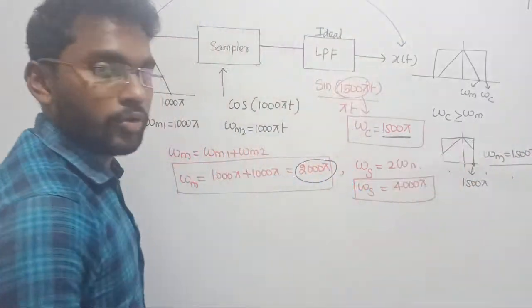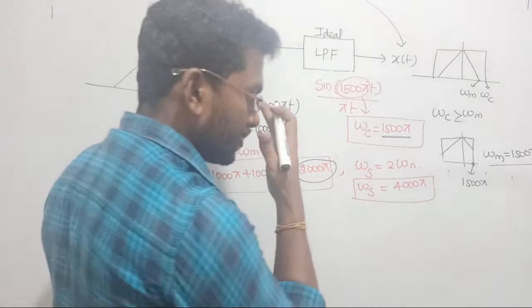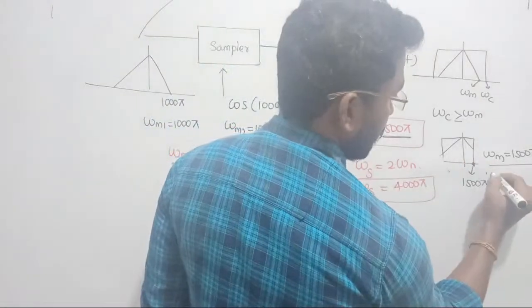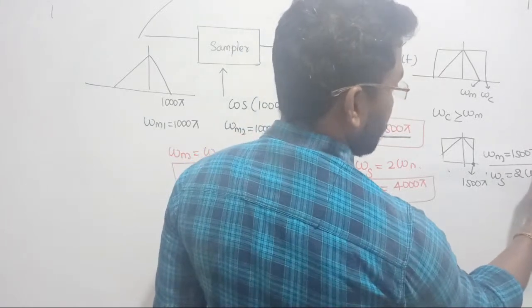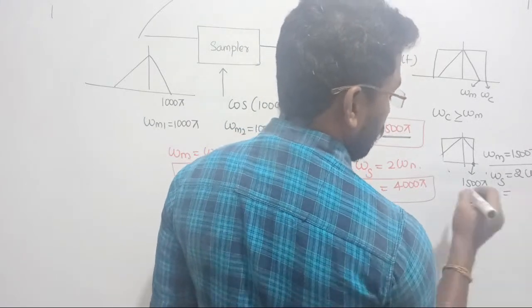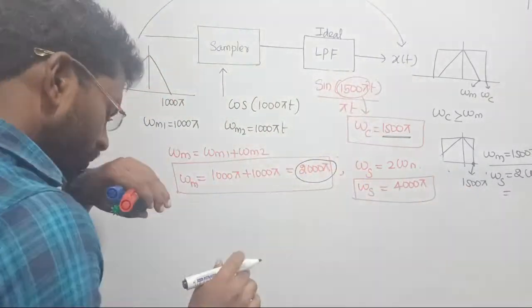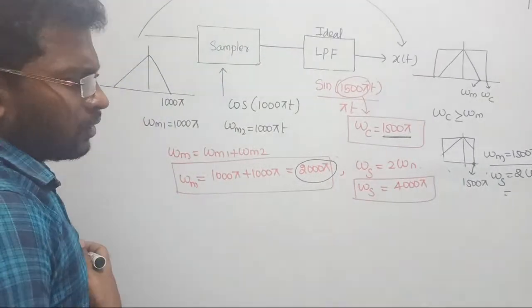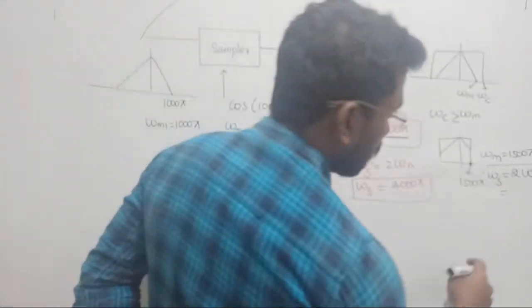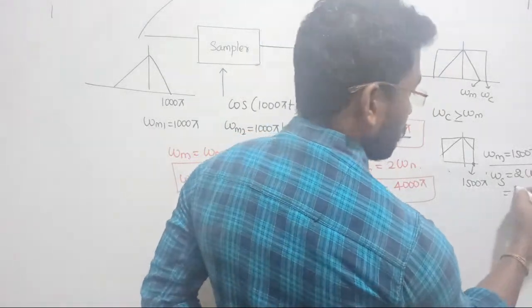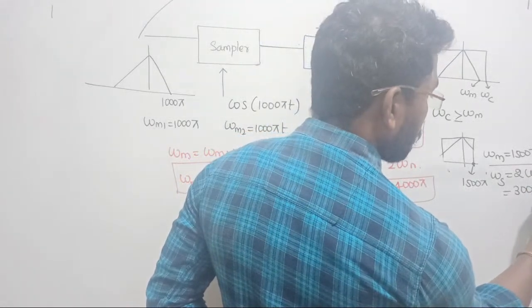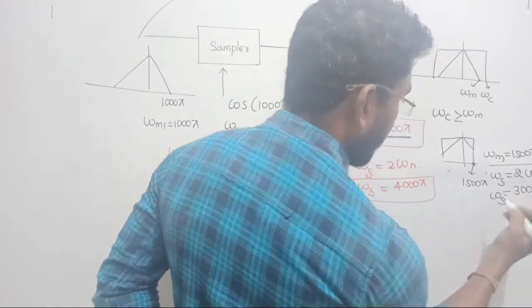See the trick of your question, right? Yes. So from this now you can define the sampling frequency, that is twice of maximum, such that it is going to be twice of 1500 pi, that is 3000 pi, that is omega s.